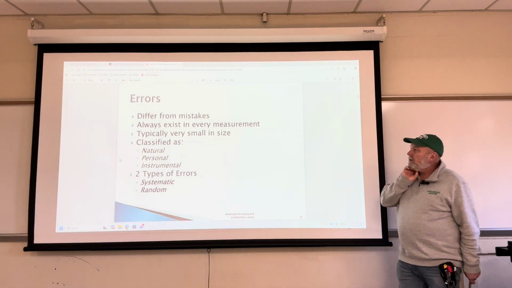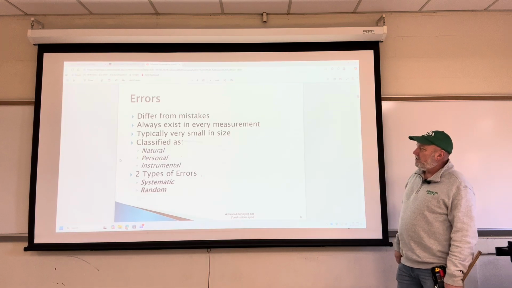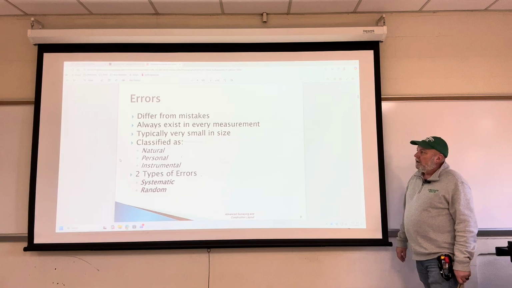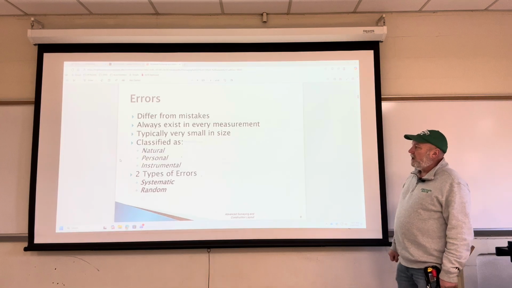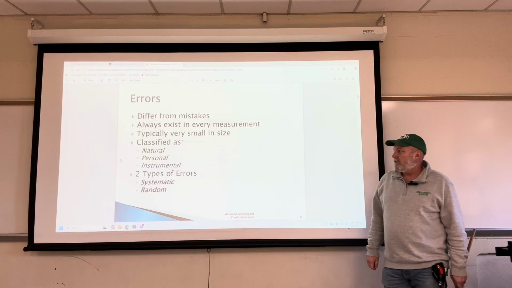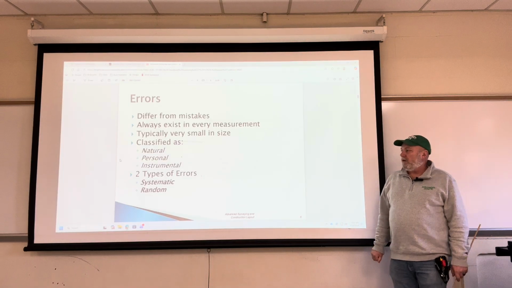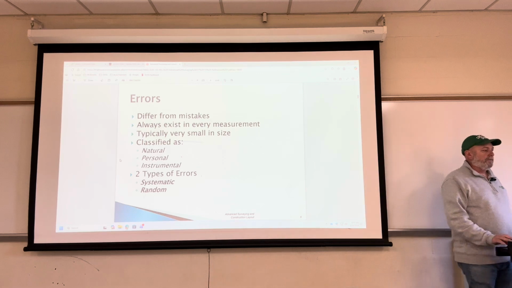Errors differ from mistakes. They always exist in every measurement. Typically, they're very small in size, and they're classified as natural, personal, and instrumental. Two types of errors we have are systematic and random.